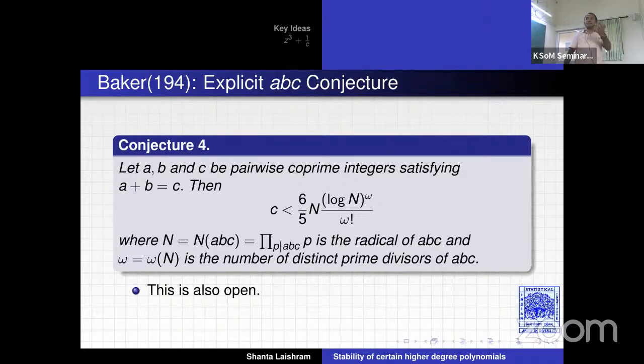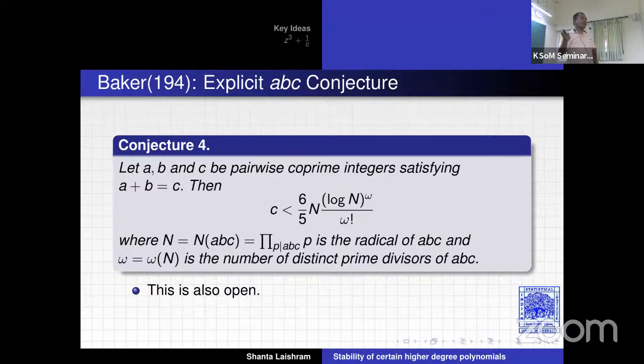So we start with A, B, C pairwise coprime satisfying A plus B equals C. Then C is less than 6.5 times the radical times log of the radical to the power omega, divided by omega factorial, where the radical is of course the product of primes dividing ABC, and omega is the number of distinct prime divisors of ABC. This is also open, of course.